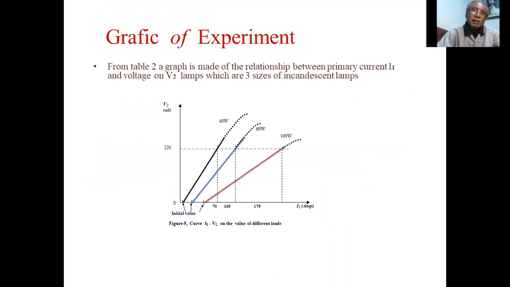Next, this shows the characteristics of the experiment. The result of the experiment in the table above: we can see the 100 watt incandescent lamp with red color, the 60 watt with blue color, and the 40 watt with black color.